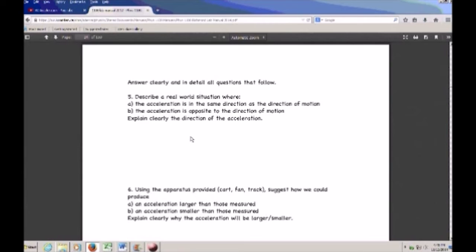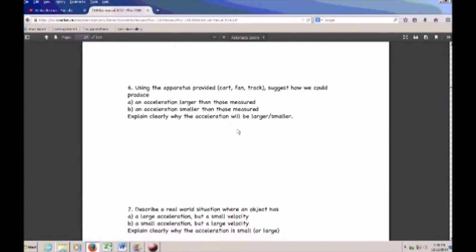So question 5 is, describe a real-world situation where the acceleration is either in the same direction as the direction of motion, or the acceleration is in the opposite direction to the direction of motion. So with the cart on the track, we studied both of these. We had cases where the acceleration and the velocity were both headed in the same direction. And that third case, to begin with at least, we had the acceleration being in the positive direction, but the initial velocity being in the negative direction. So you looked at these. So now you just need to think of real-world situations where that similar state of affairs exists. So think about throwing a ball in the air or stuff like that.